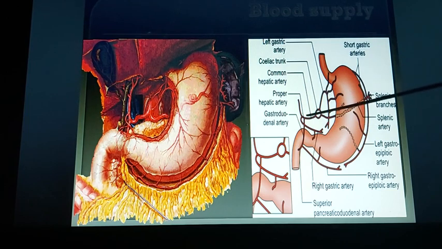This is the left gastric artery, and this one is the right gastric artery, a branch from the common hepatic artery. Also the splenic artery gives the short gastric arteries and the left gastroepiploic artery, and the right gastroepiploic artery is a branch of the gastroduodenal artery. So the stomach's arterial supply is mainly by the left gastric artery, right gastric artery, short gastric arteries, and right and left gastroepiploic arteries.